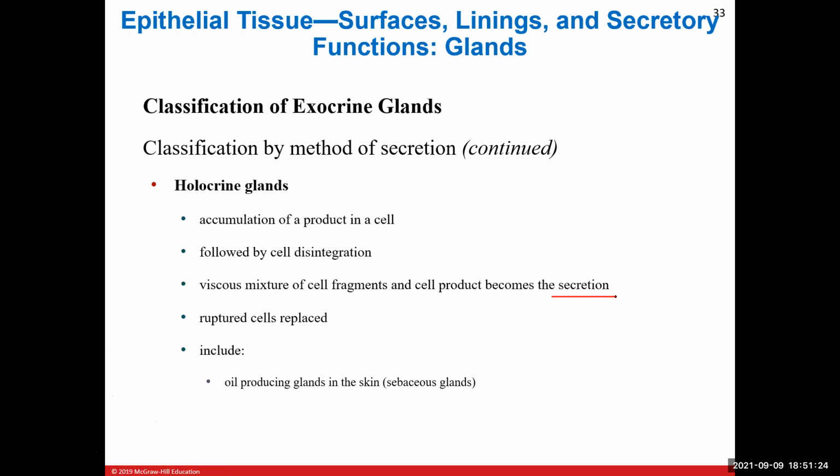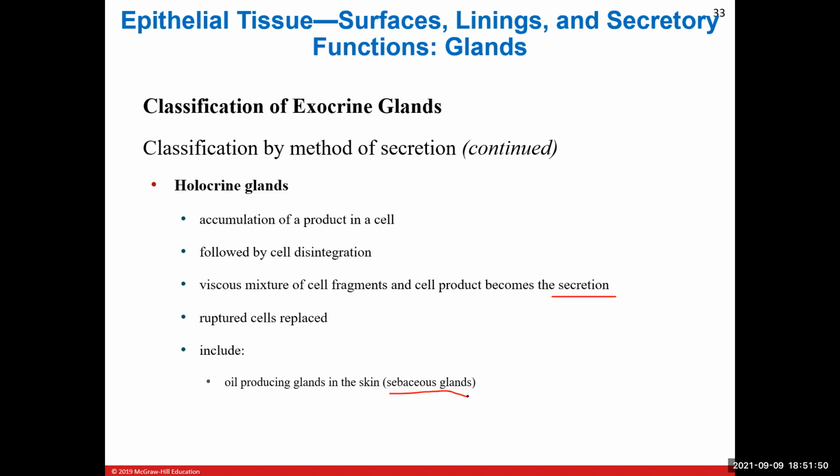Then eventually those cells that were destroyed get replaced. So the contents of this secretion are going to be really thick because it's going to include pretty much the whole cell, which has lots of stuff in it, and part of the secretions there. So we see this with the sebaceous glands, those oily producing glands in your face, for example. You see quite a bit of that.